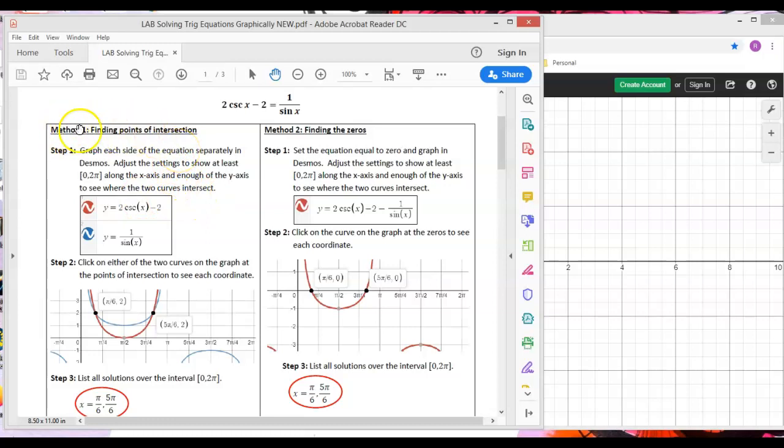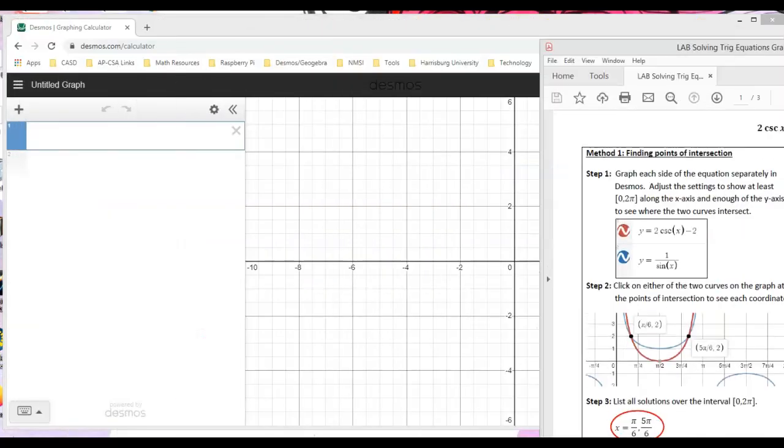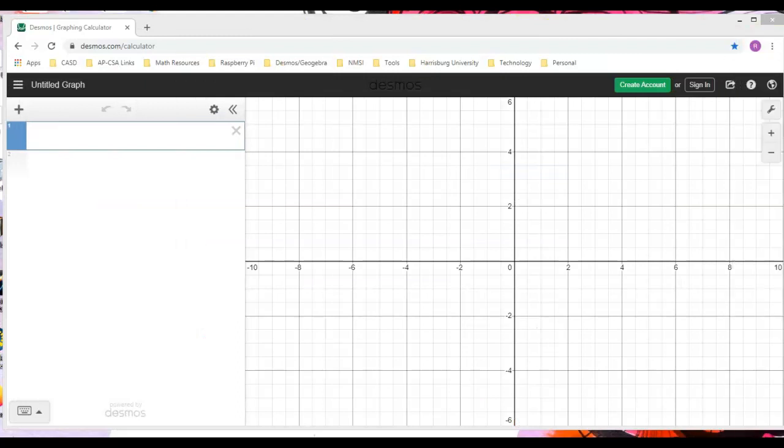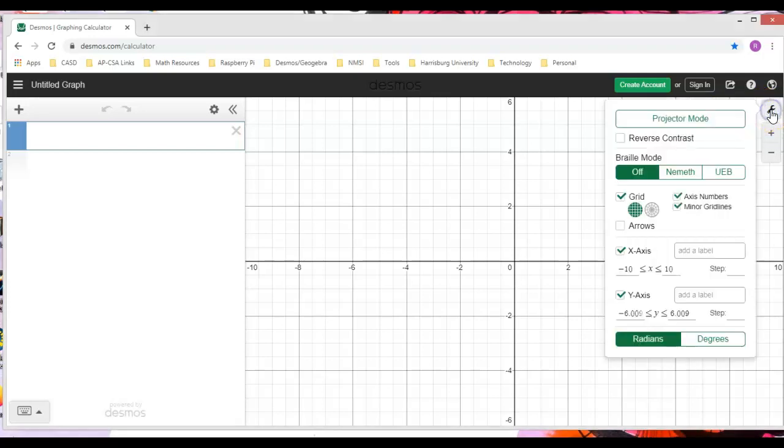And for this first method, we're taking the left-hand side of the equation and graphing that in one line, and then the right-hand side of the equation will be graphing that in another line. So I'm going to slide this over here so that we can look just at Desmos, and first thing we want to do is set up those window dimensions as it was specified in the instructions.